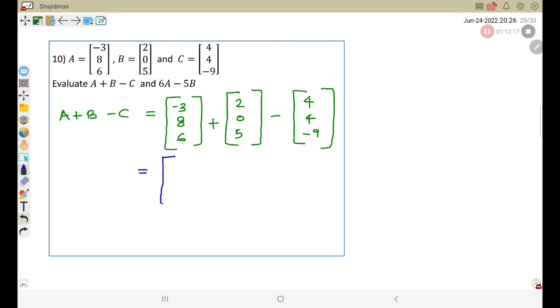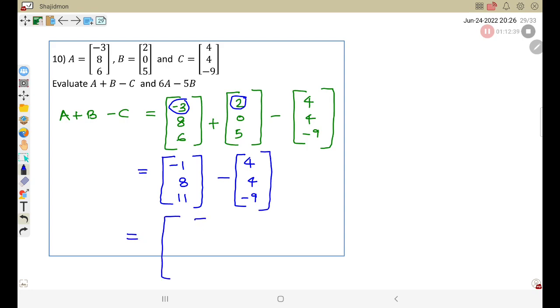First we are doing A plus B matrix. Minus 3, first number here, plus this number: minus 3 plus 2, minus 1. 8 plus 0, 8. 6 plus 5, 11. Correct? Minus the second matrix, 4, 4, minus 9, same. Now you can subtract these two matrices and write the answer here. Minus 1 minus 4, that means minus 5. 8 minus 4, 4. 11 minus minus 9, so 11 plus 9, that is 20. So that is the answer.